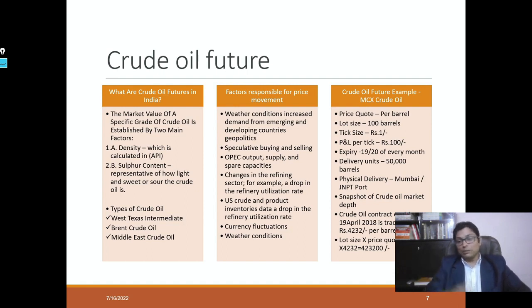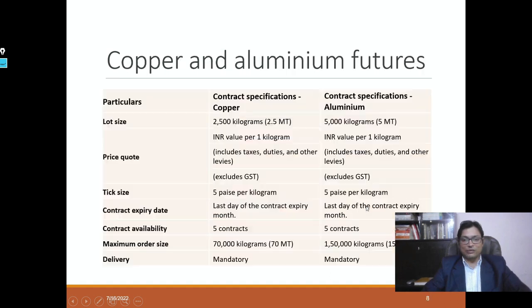And when it comes to trading on the MCX crude oil exchange, then we have to see the price quote per barrel, lot size, 100 barrels, tick size, rupees 1, then profit and loss per tick, expiry, then delivery units, physical delivery, snapshot of crude oil market depth, and all these things we have to consider. And this is all the details that we have.